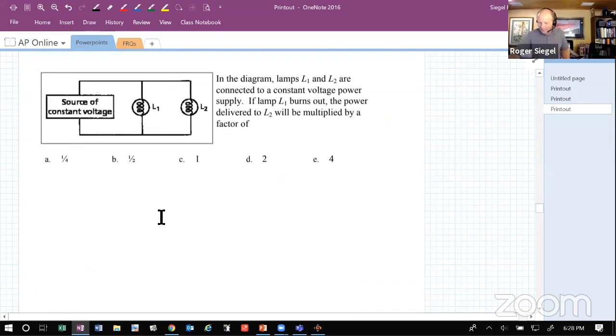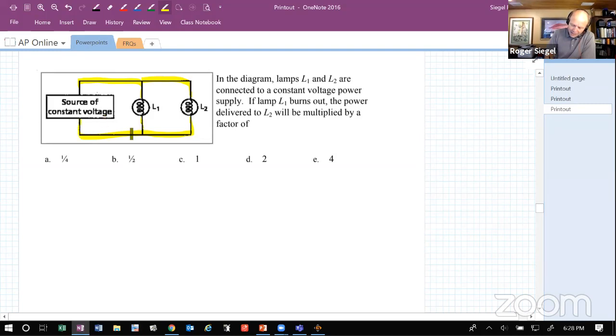All right, last one, and then I'll send it back to Frisco. The last question, take a look at this. It says, in the diagram, lamps L1 and L2 are connected to a constant voltage power supply. If L1 burns out, the power delivered to L2 will be multiplied by a factor of what? So let's go ahead and analyze this. I do not jump into the math because it's not that hard. Let's look. We have these 2 lamps in parallel. And what does that mean?